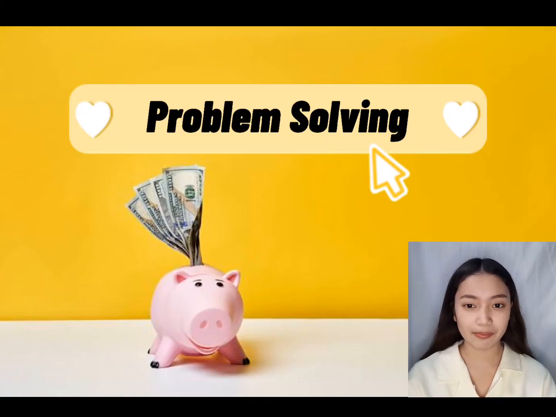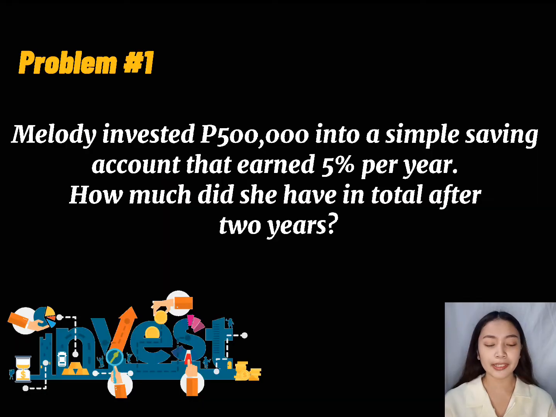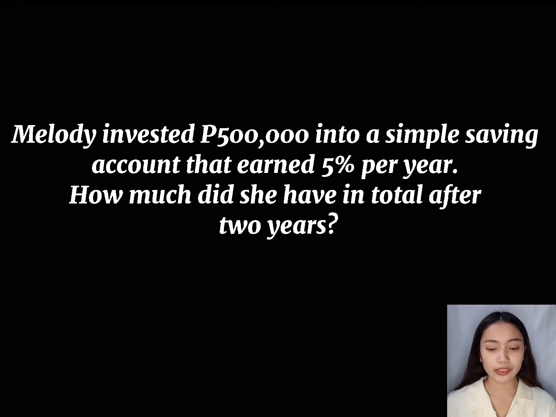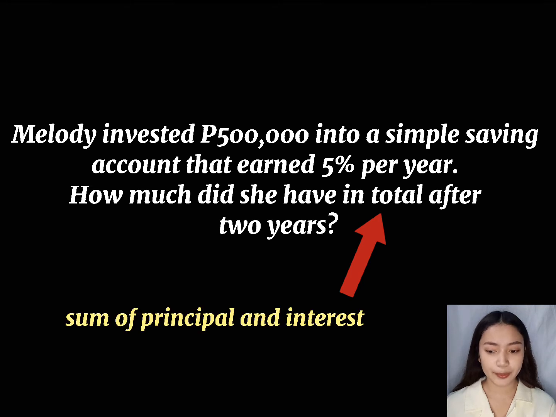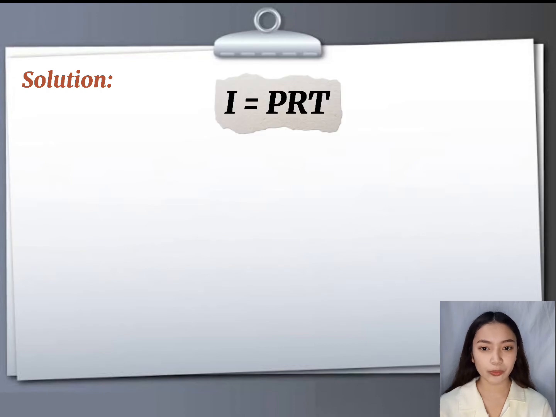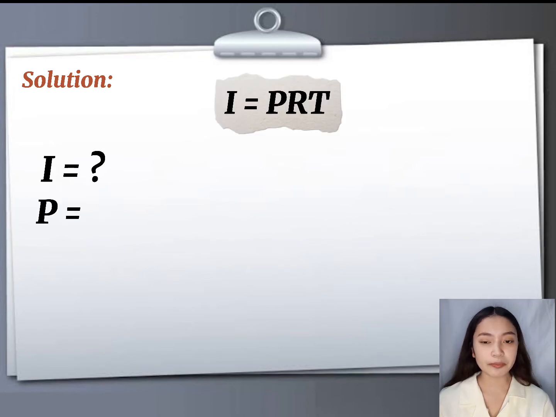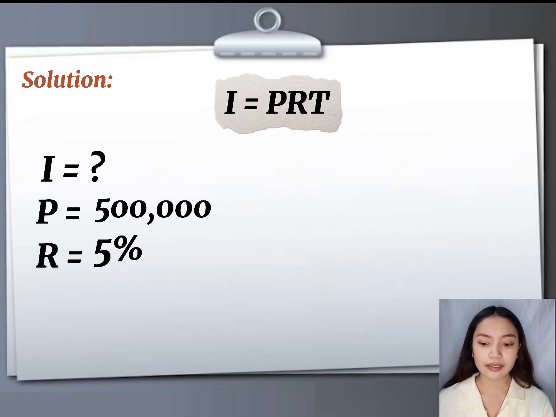Let's now solve a problem regarding simple interest. Melody invested 500,000 in a simple savings account that earned 5% per year. How much did she have in total after 2 years? Since we are looking for the total, let us keep in mind that the total is the sum of the principal and the interest. We use I is equal to PRT. The principal amount is 500,000, the rate is 5%, and the time given is 2 years.